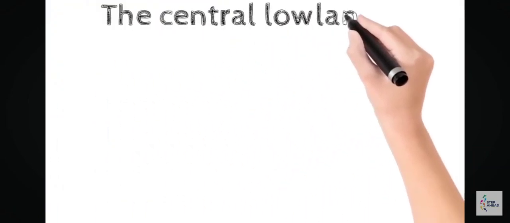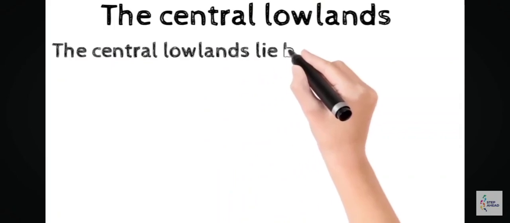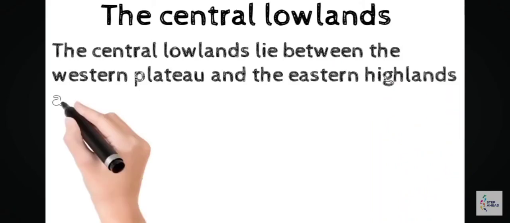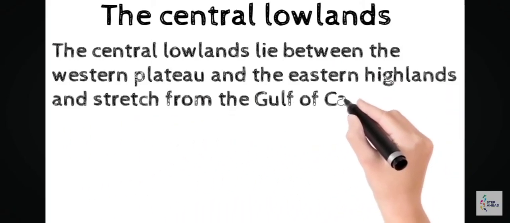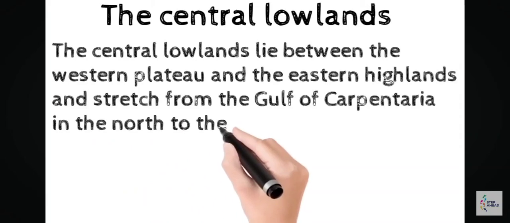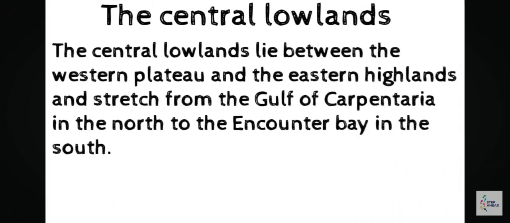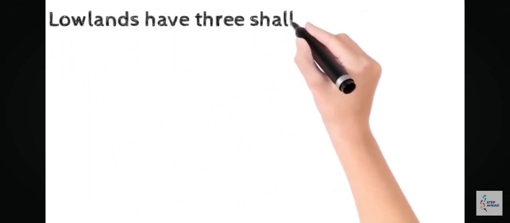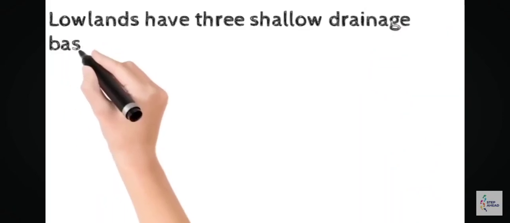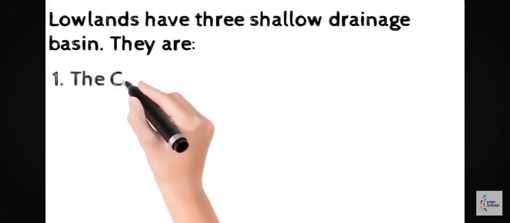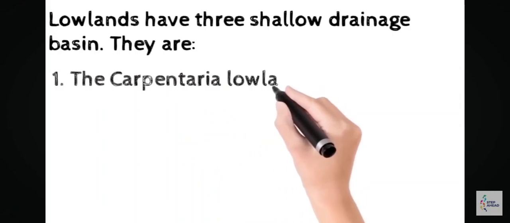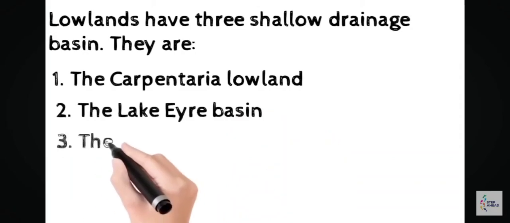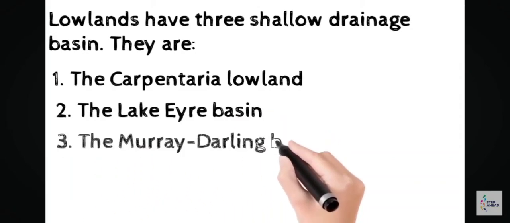The Central Lowlands. The Central Lowlands lie between the Western Plateau and the Eastern Highlands and stretch from the Gulf of Carpentaria in the north to the Encounter Bay in the south. Lowlands have 3 shallow drainage basins. They are the Carpentaria Lowland, the second one is the Lake Eyre Basin, and the third one is the Murray-Darling Basin.